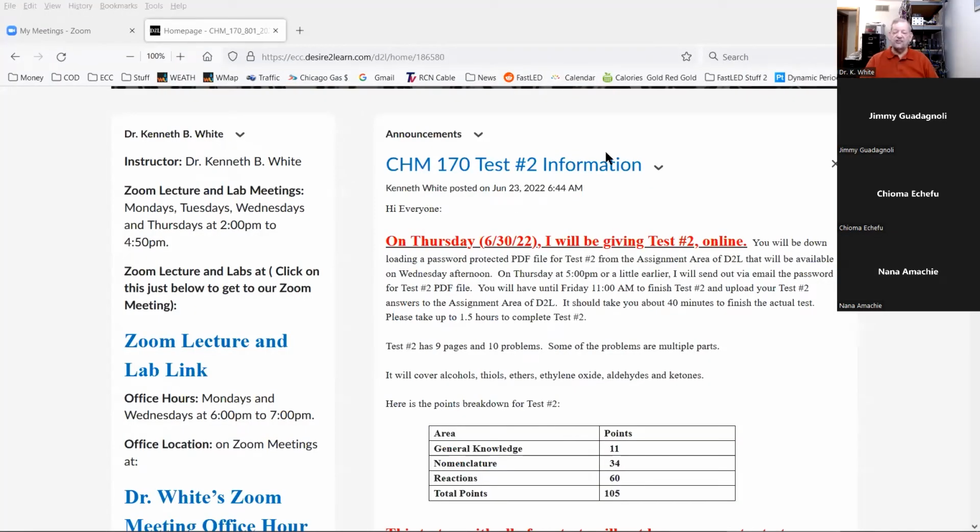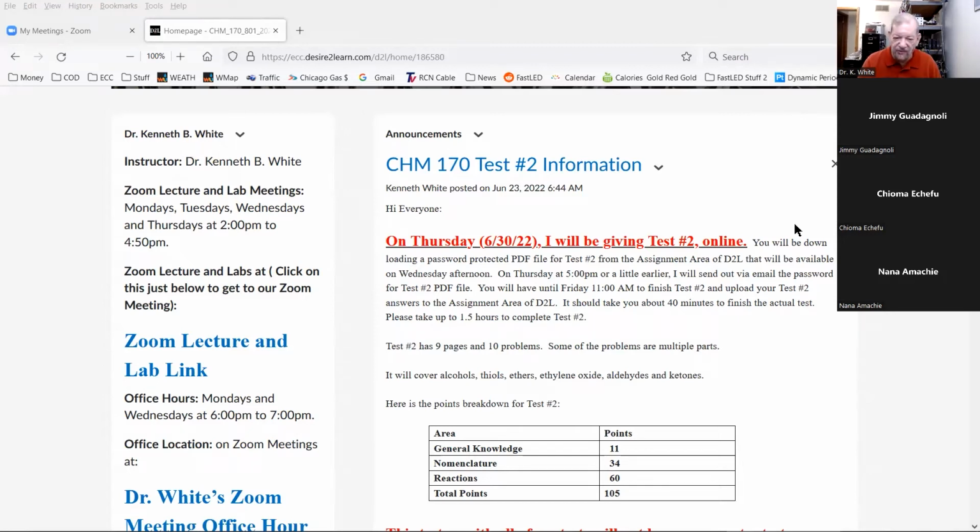Remember, this Thursday after class, I'll be sending out the password for the password-protected PDF file that you can download from D2L for test number 2. As you see on your screen, this was sent to you as an email. It's an announcement on D2L.